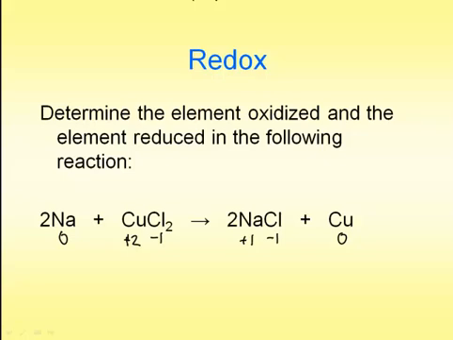An element's oxidation number goes up during oxidation. Which element's oxidation number is higher on the product side than on the reactant side? Sodium. Sodium goes from 0 to +1, so sodium is the element oxidized. An element's oxidation number goes down during reduction. Which element's oxidation number is lower on the product side than on the reactant side? That's Cu. Copper goes from being +2 to 0, so copper is the element reduced here.